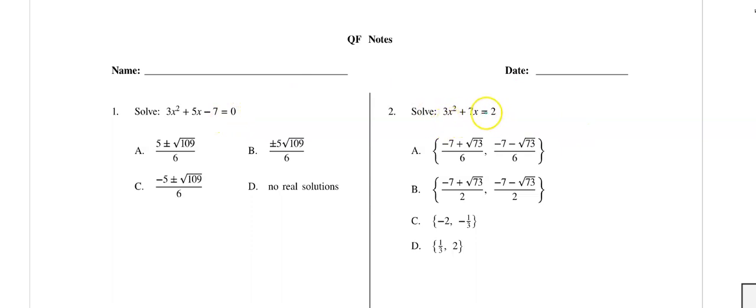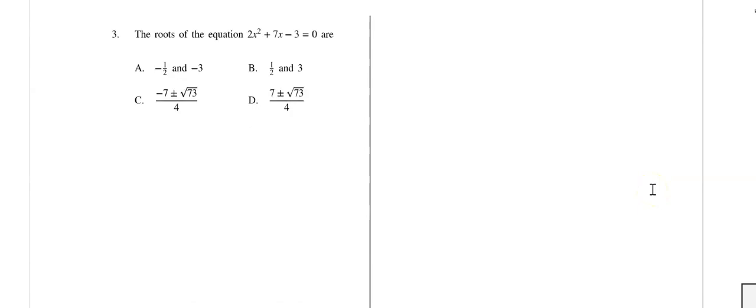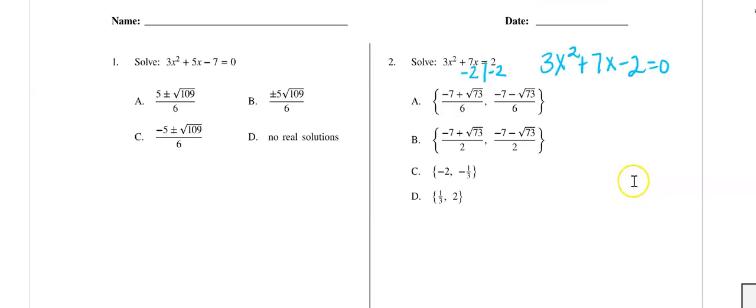Number 2, I need to make it equal to 0, so I'm going to subtract this 2 from both sides. I'm left with 3x squared plus 7x minus 2 equals 0. So I'm going to go ahead and take care of that. These are just some quick notes to kind of show you what it could look like in multiple choice. And number 3 is equal to 0. So I'm going to go back up and I'm going to start with number 1.